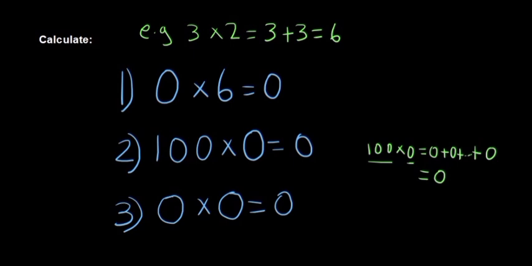So we can therefore conclude that anything multiplied by a 0 is 0.